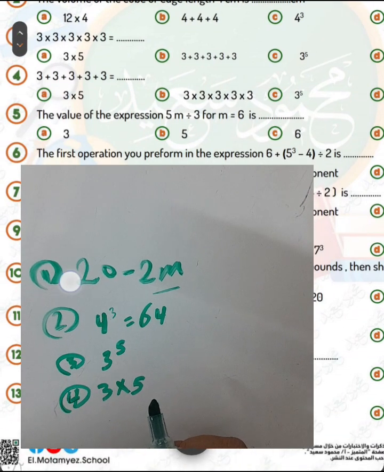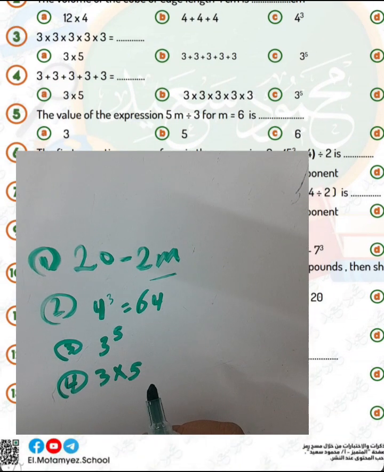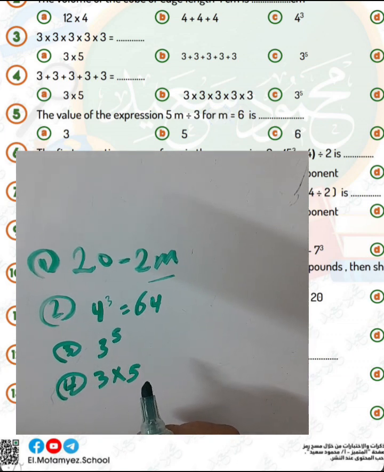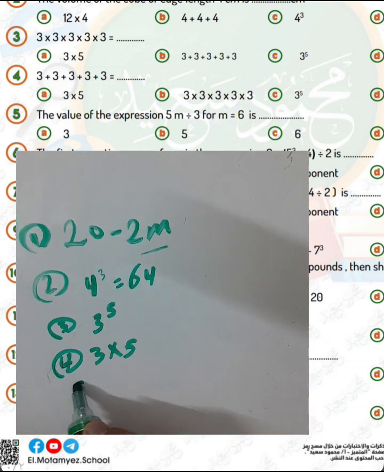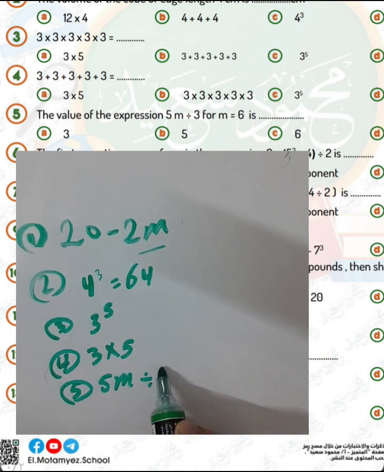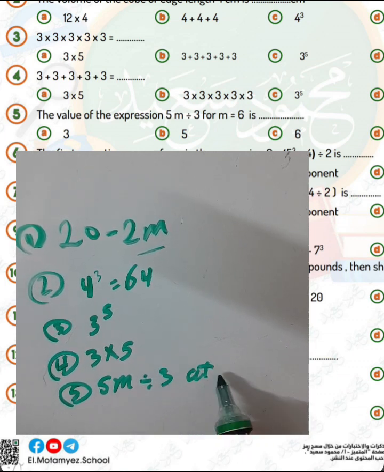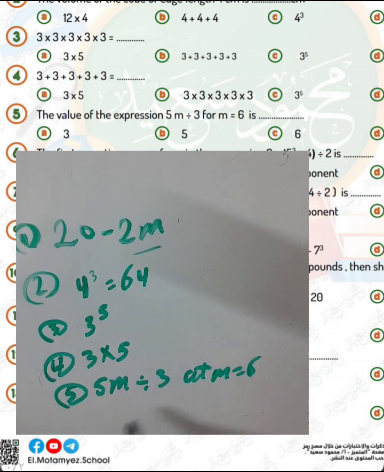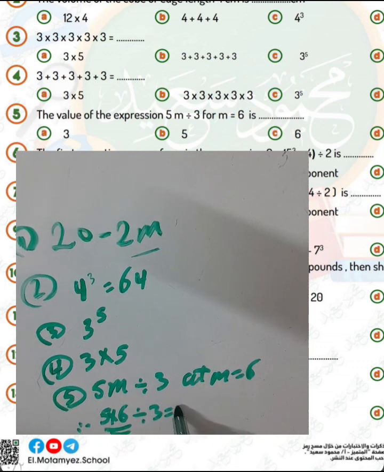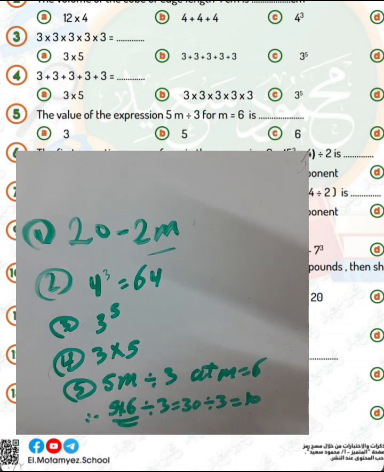Number 5. The value of the expression 5m divided by 3 for m equals 6. Put m equals 6 in this expression to find the value. We have 5m divided by 3 at m equals 6. Then put m equals 6 here: 5 multiplied by 6 divided by 3. 5 times 6 equals 30. 30 divided by 3 will be equal to 10. The result here will be 10.